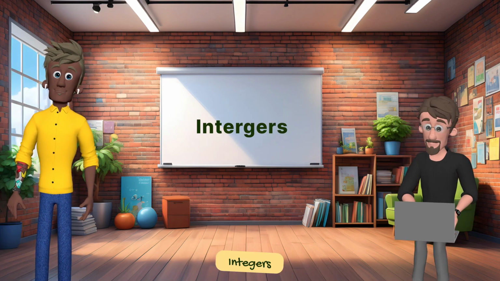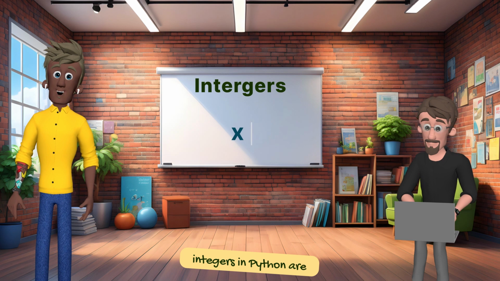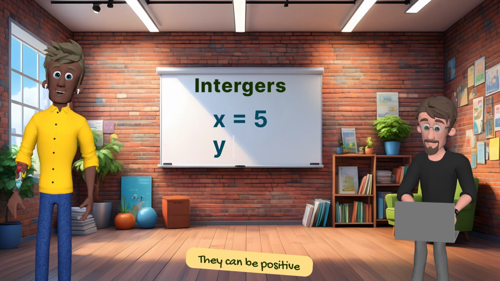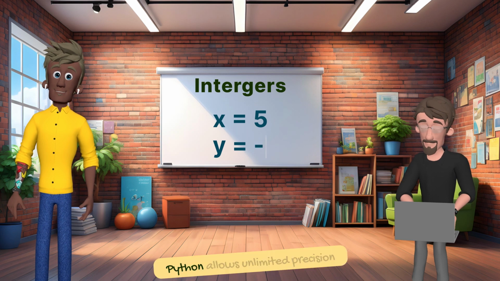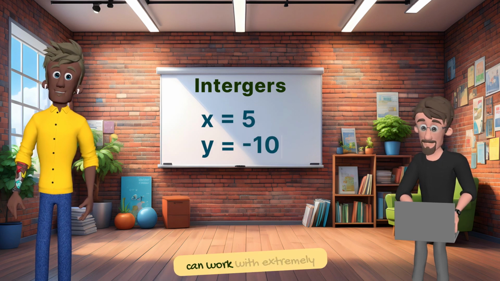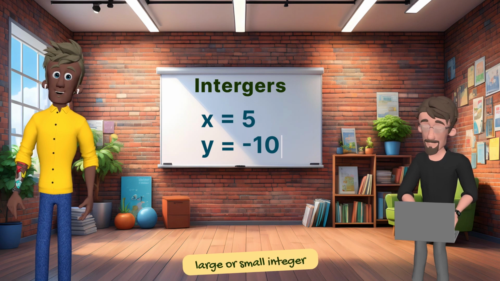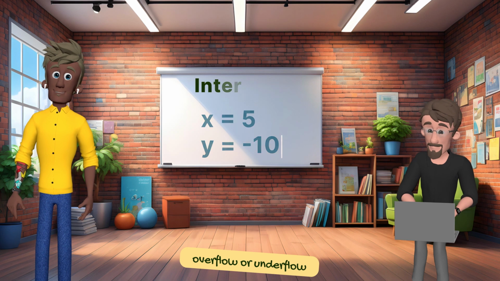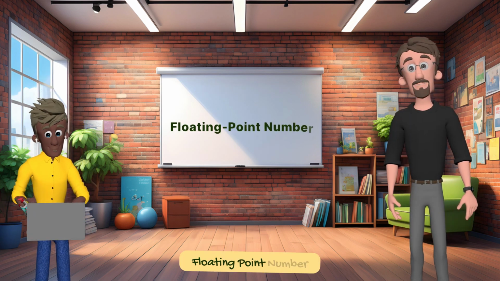Integers. Integers in Python are whole numbers without any decimal points. They can be positive or negative. Python allows unlimited precision for integers, meaning you can work with extremely large or small integer values without worrying about overflow or underflow.